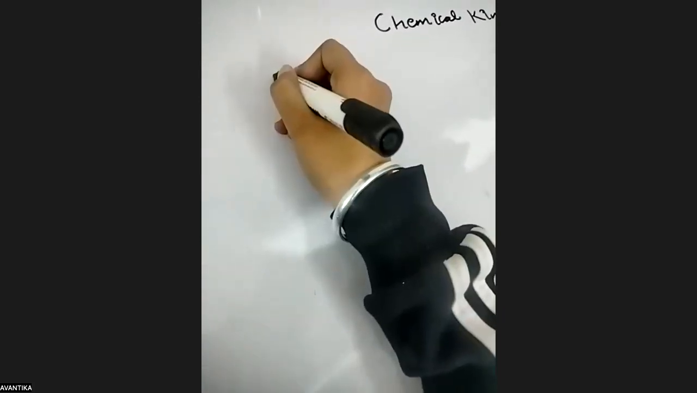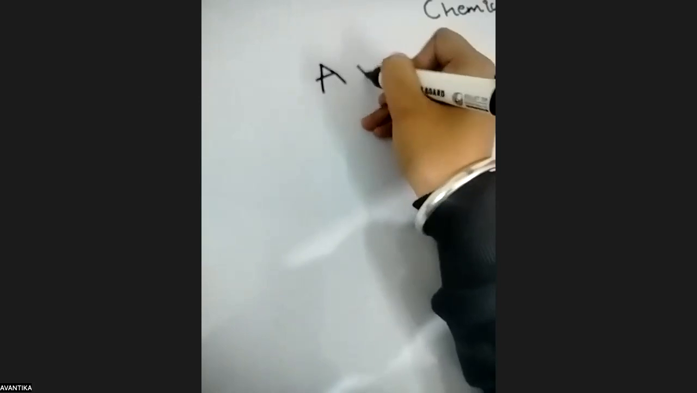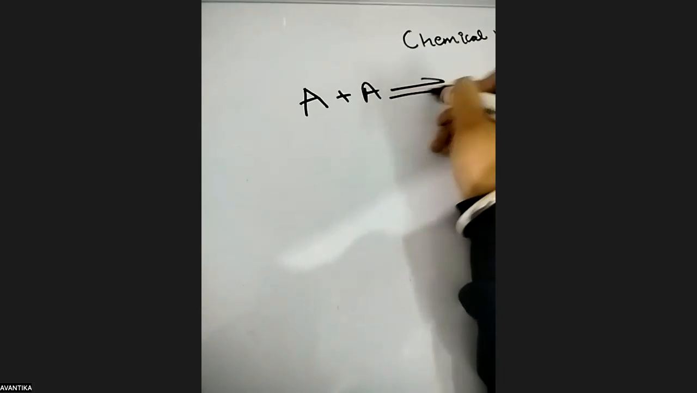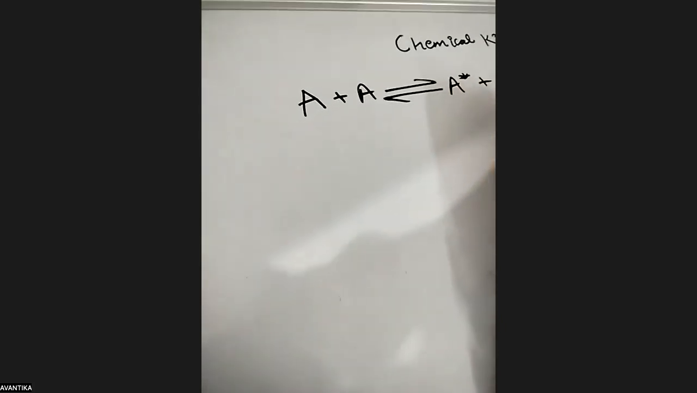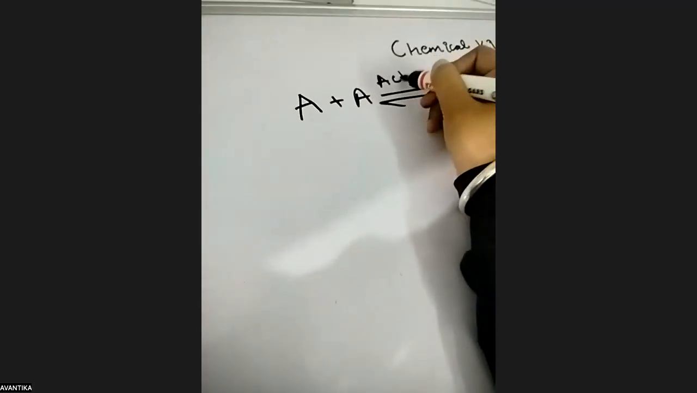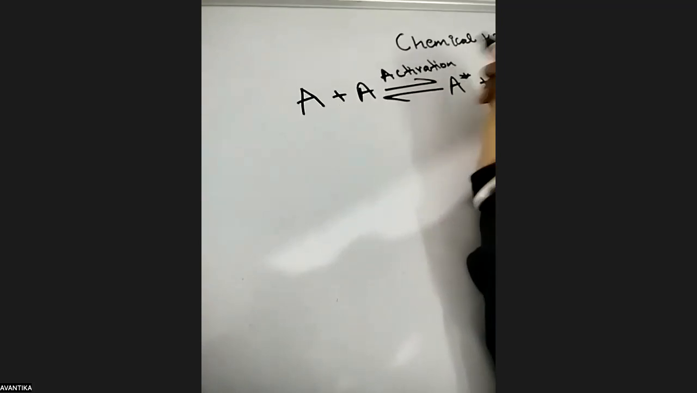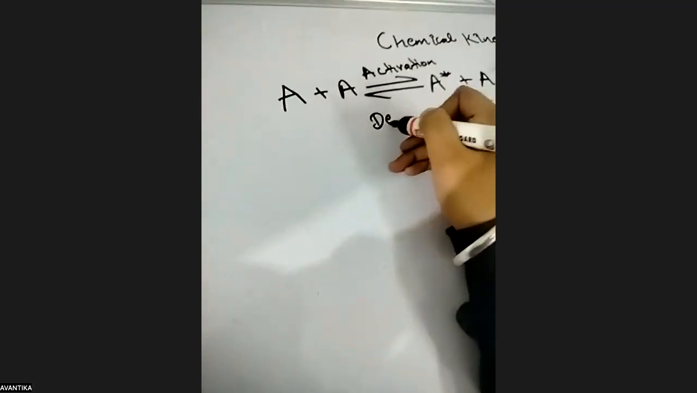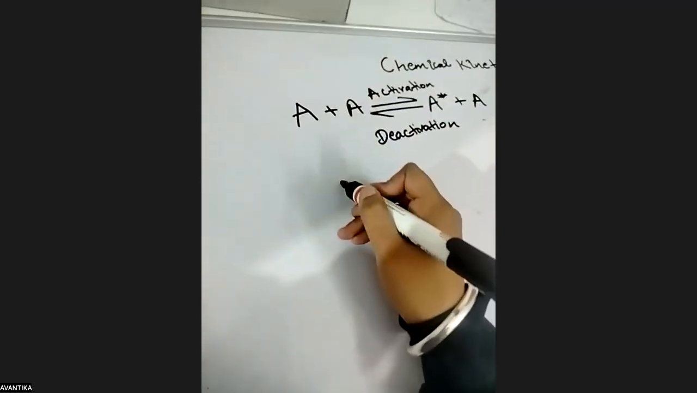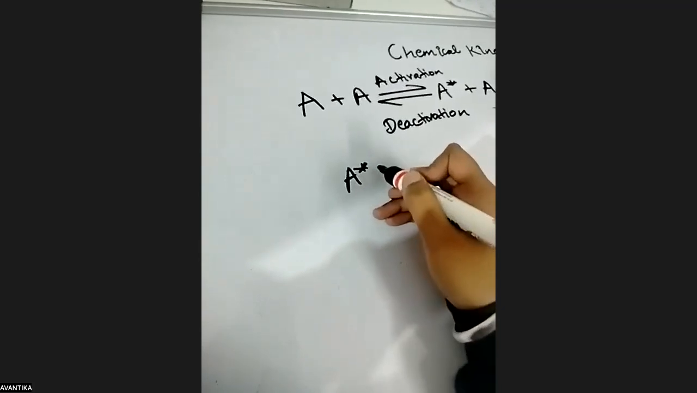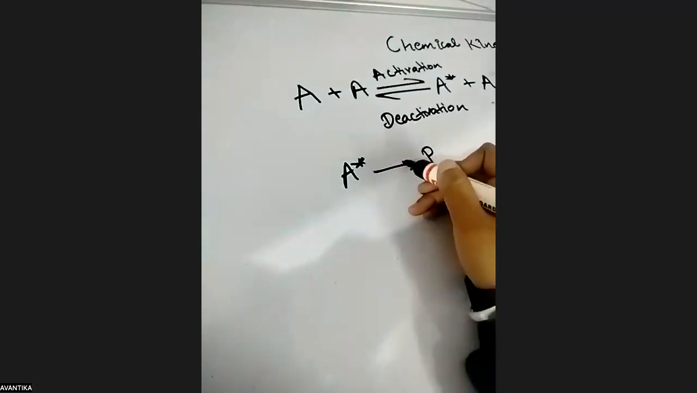Let one molecule A plus A gives A star plus A. This process is activation, and this process is called deactivation. A star can convert into product. This will be called decomposition.